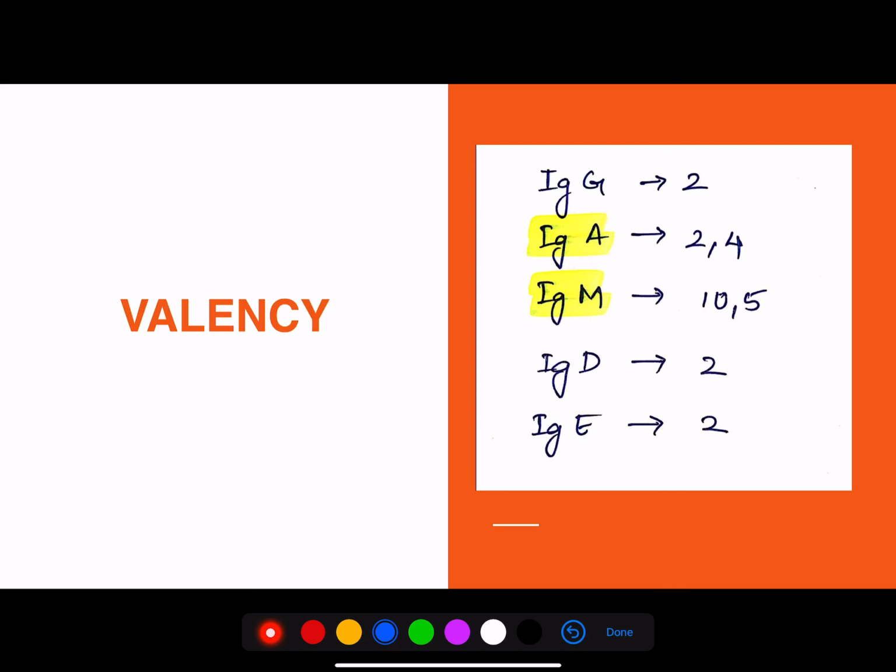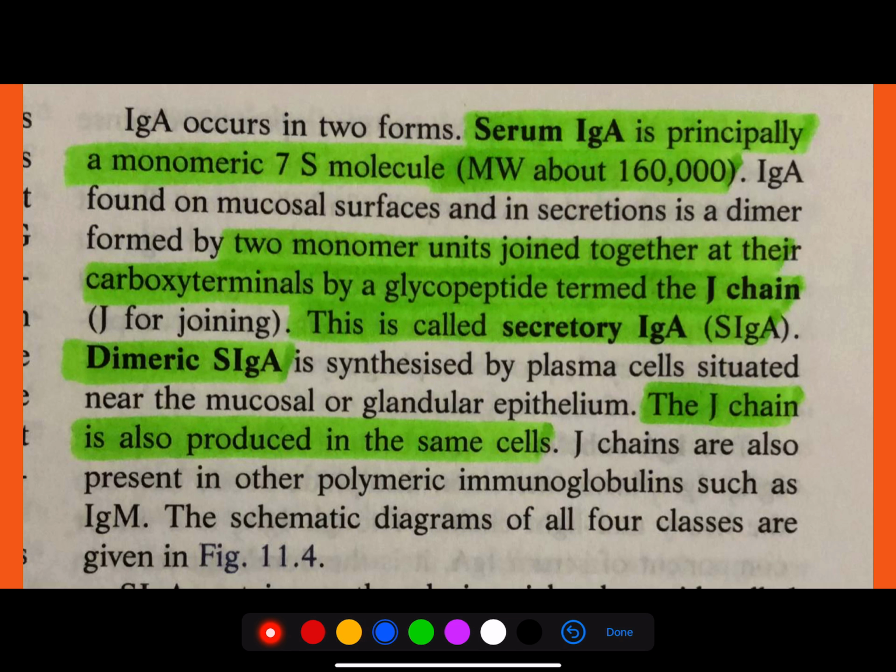So the valencies are 2 for IgG, and IgA has 2 and 4, because IgA can be present as a monomer or as a dimer. IgM is 10 and 5, and IgD and IgE are 2 and 2. This is what I'm talking about. There are two forms of IgA: one is the serum form and the other is the secretory form.